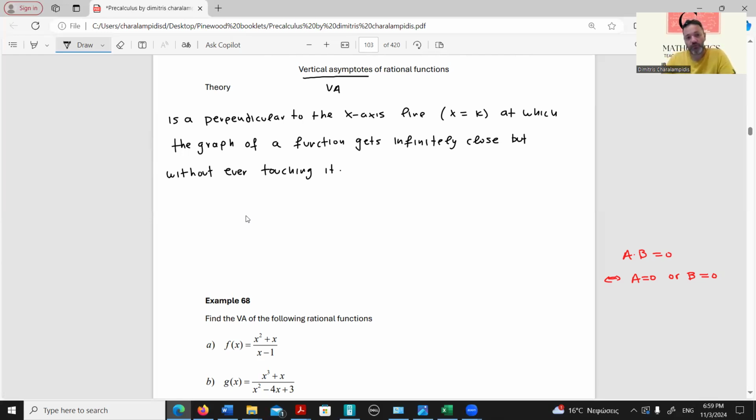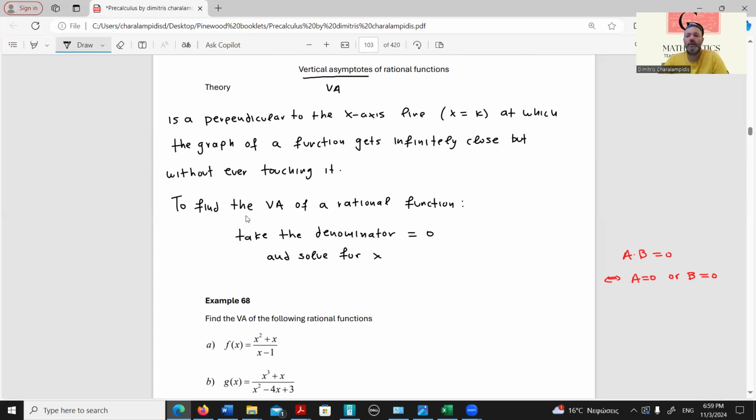With regards to a rational function, to find the vertical asymptote, we need to do the following. Take the denominator, just the denominator, make it equal to 0, and solve for x. As easy as that. So, take the denominator, make that equal to 0, and solve for x.